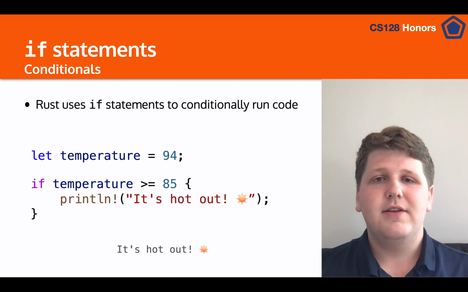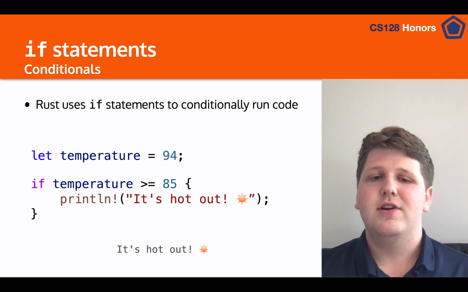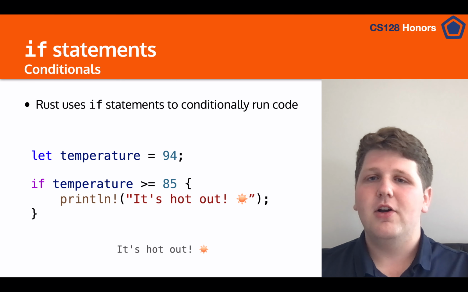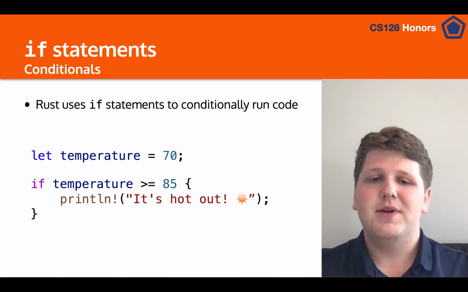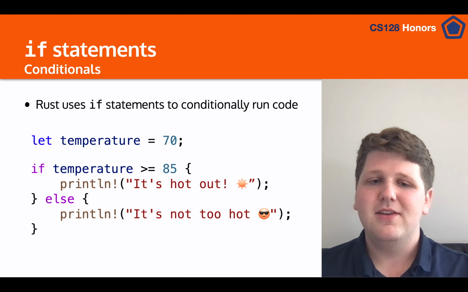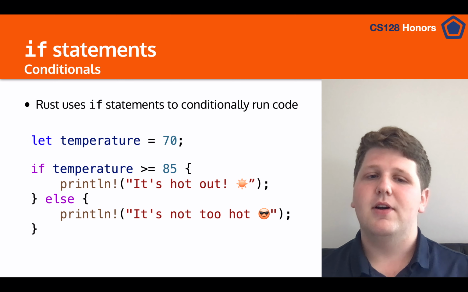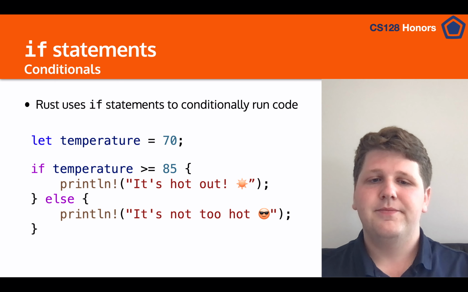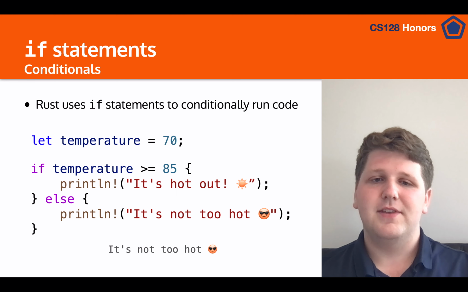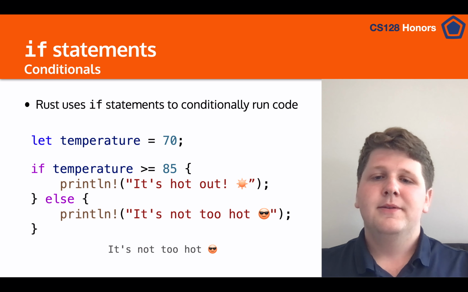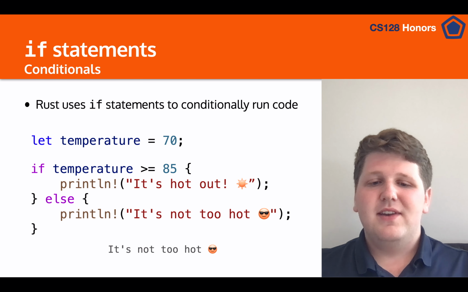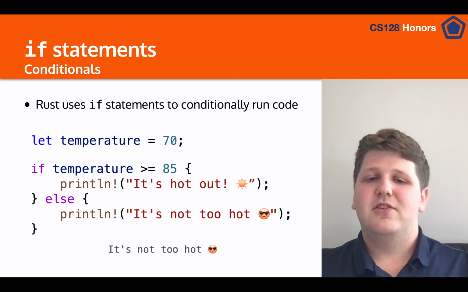Now, what if we don't want to run that code and instead we want to run some sort of alternate code if this condition fails? Well, just like in other languages, all we have to do is add the else statement, and what this does is it runs if all the other if statements fail. So in this case, if the temperature were 70 out, you would see it's not too hot as opposed to it's too hot out.